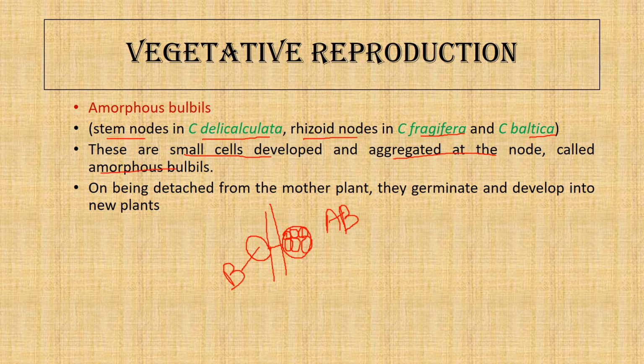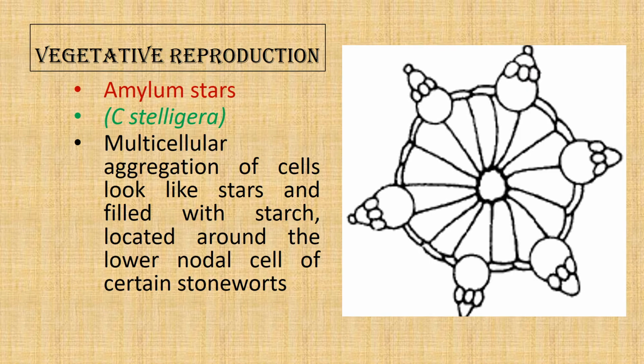So just like the bulbils, when amorphous bulbils get detached, they either remain dormant during the unfavorable condition, but if the condition is favorable, then they germinate into a new plant. Remember one thing, that the bulbil, the amorphous bulbil, protonema and the amylon starch are the structures which have abundance of nutrients. That is, in case of Chara, it is the starch. This is the amylon star.